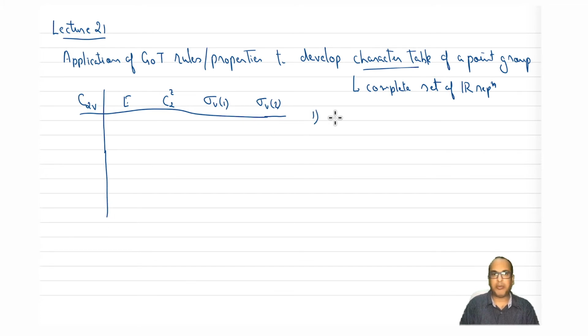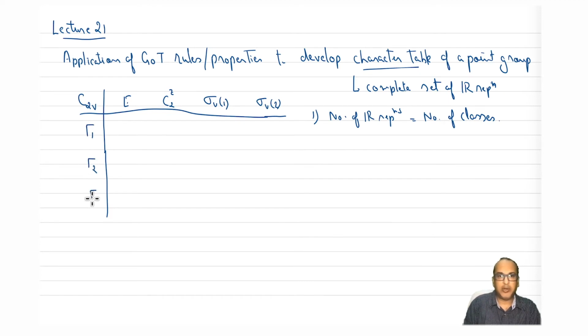So one of the properties is that the number of IR representations is equal to the number of classes, right? So this property tells me that there are 4 classes, so there have to be 4 irreducible representations. So I will just write tau1, tau2, tau3, tau4. So at least I know that there has to be only 4 and not more, not less. So now we have to find out these 4 representations using this.